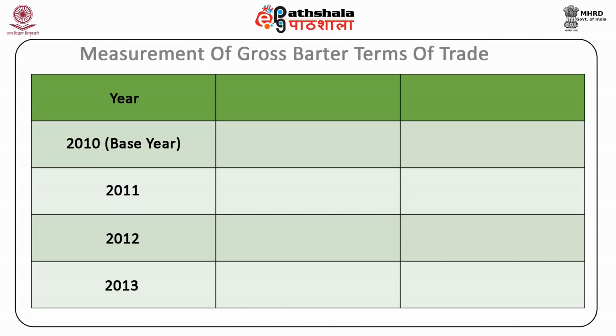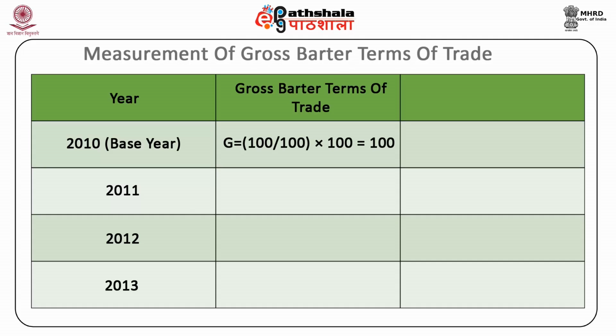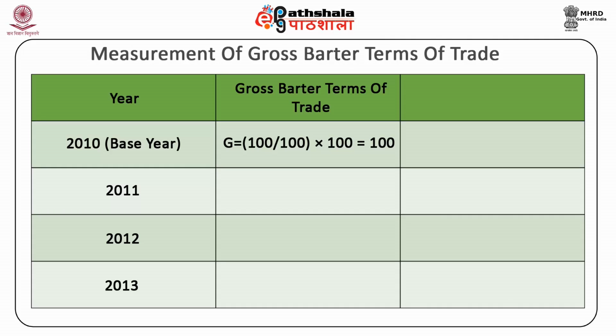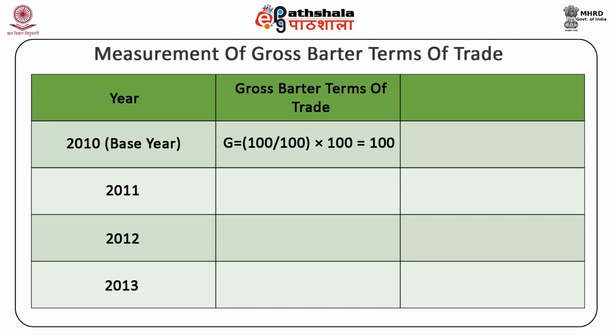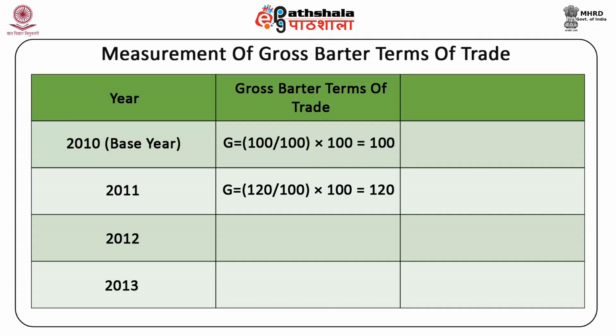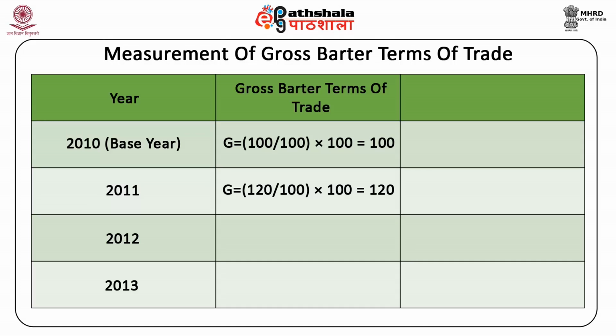Let us consider a hypothetical case as shown. The gross barter terms of trade for the base year 2010 will be 100 divided by 100 multiplied by 100, which is equal to 100 only. The gross barter terms of trade for the year 2011 will be 120 divided by 100 multiplied by 100, where 120 is the export quantity in the year 2011.